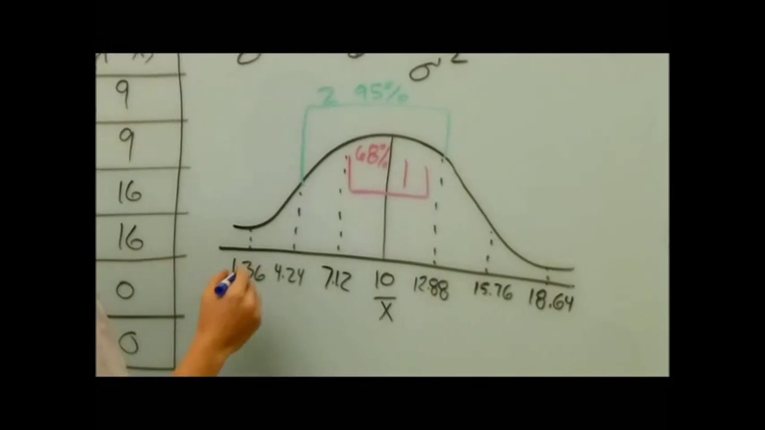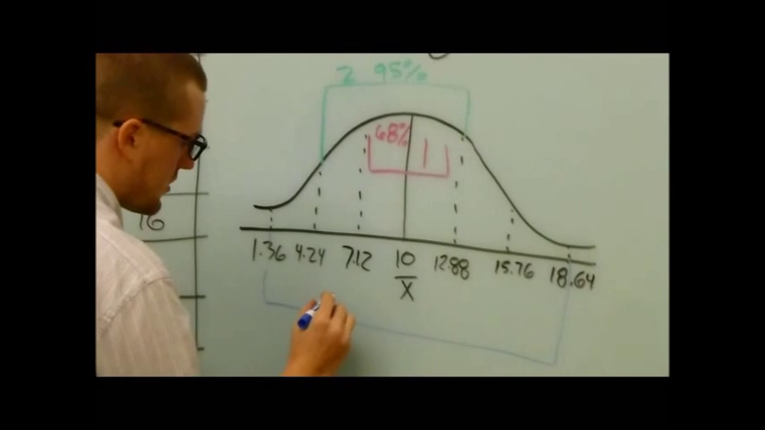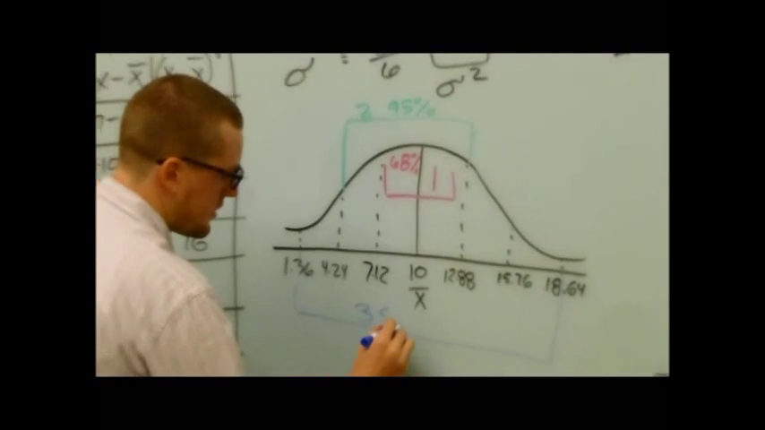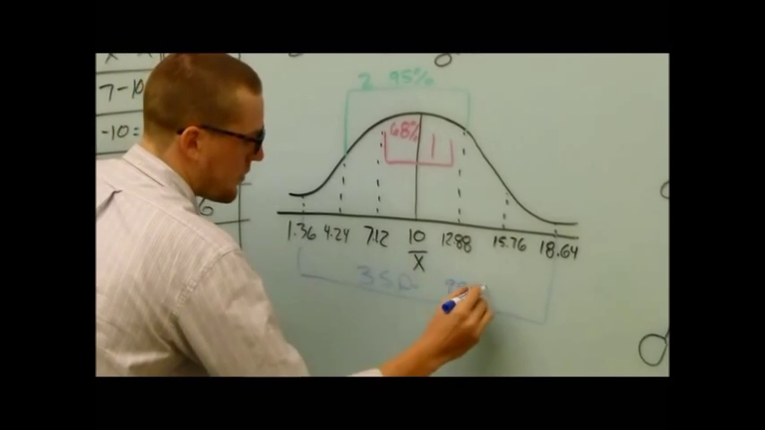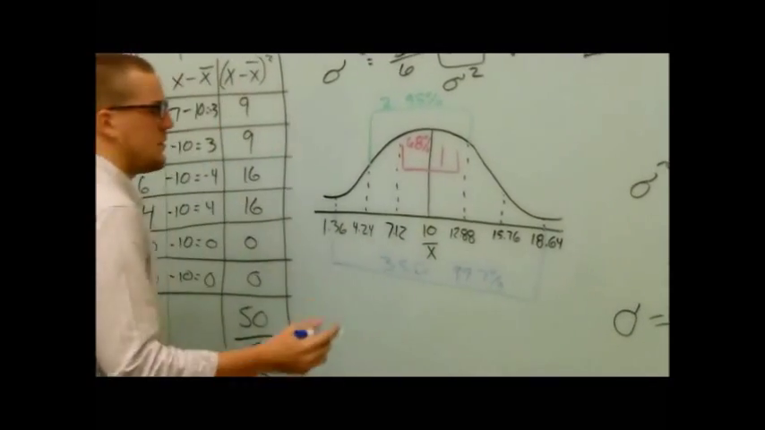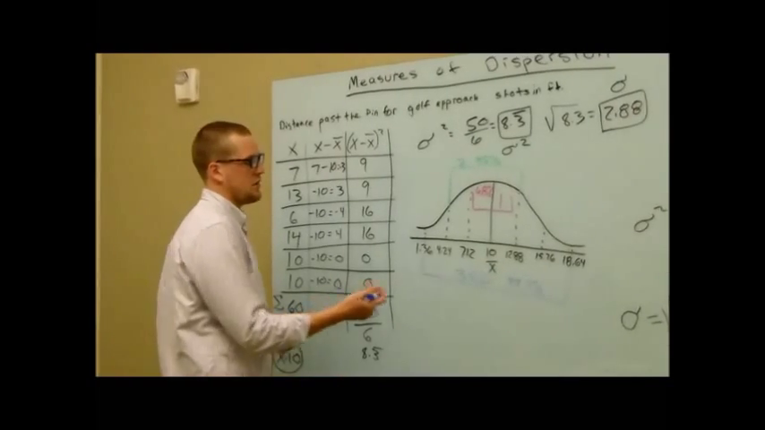And finally, for 3 standard deviations from the mean, 99.7% of all data from the set will fall within that 3 standard deviations from the mean.